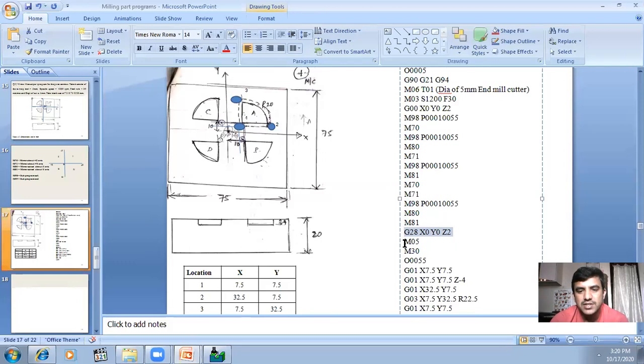Then I want to cancel this. Then we stop the spindle by giving the code M05. Once you give the M05, the spindle stops. Then I want to stop the program and rewind the program by giving M30. Okay. Now this is the program we have written here.